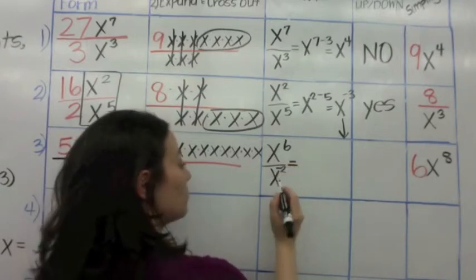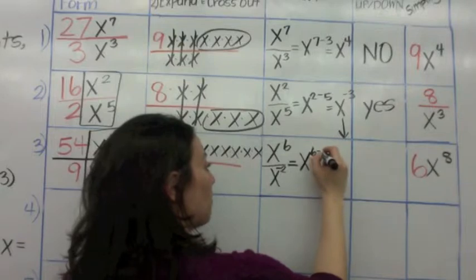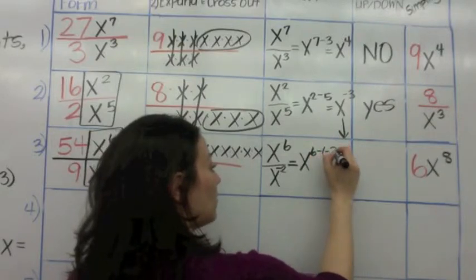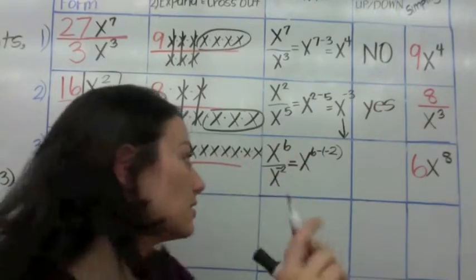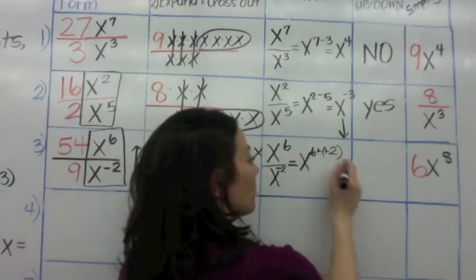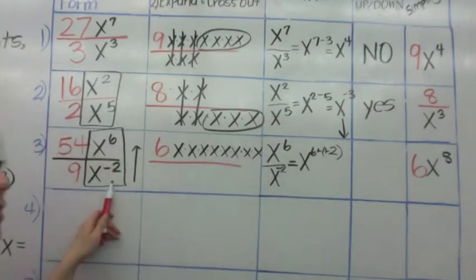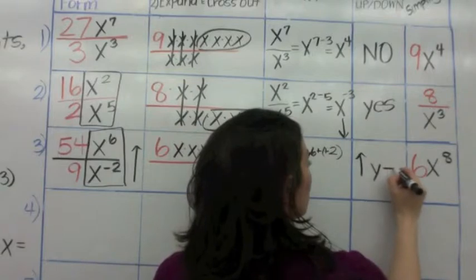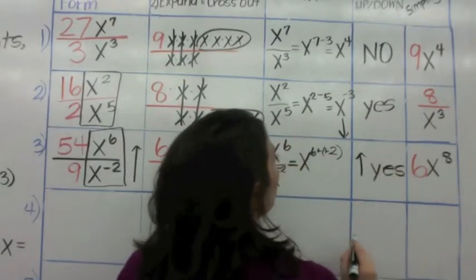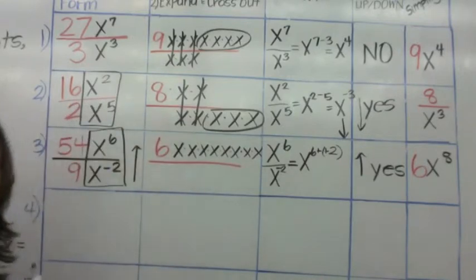Sorry, this is negative 2. You say this is x to the power of 6 minus a negative 2. So negative times negative is positive, and that is why this is x to the power of 8. Did you have to move this up? Yes, so I want you to put an arrow up and put, yes, I had to move it up. Okay, up here you moved it down, so we should have put an arrow down right there.